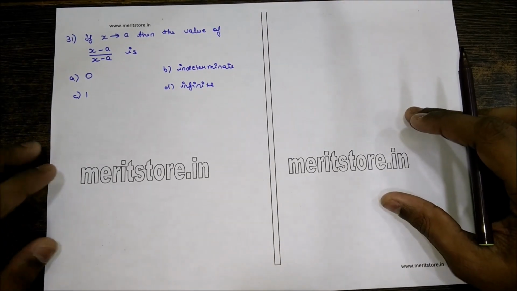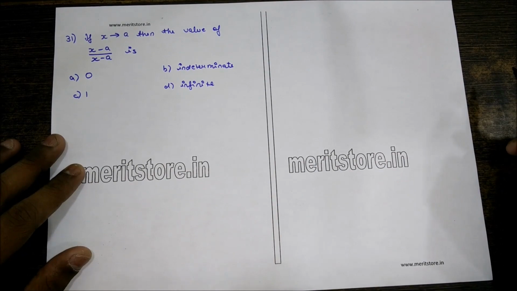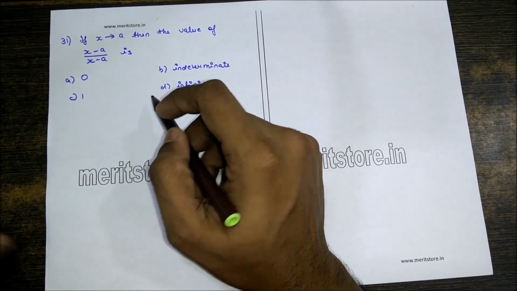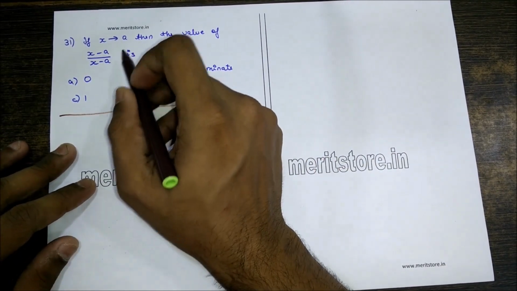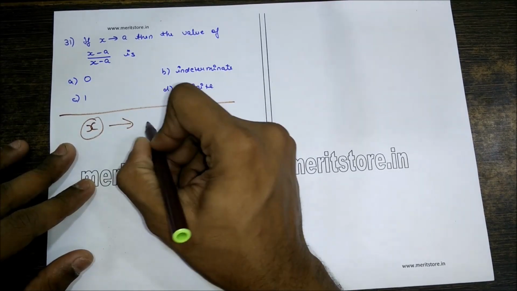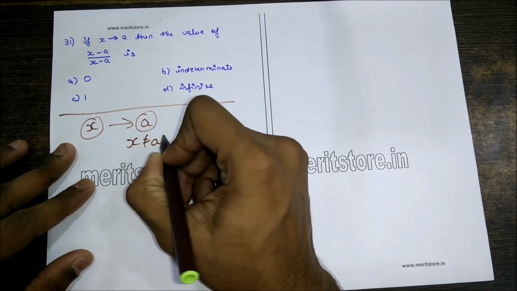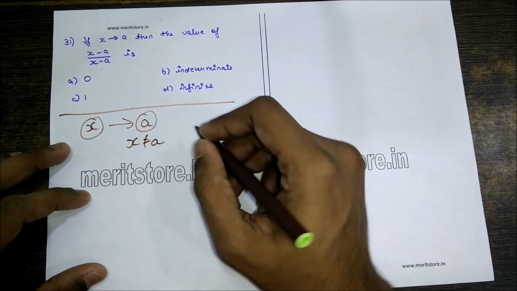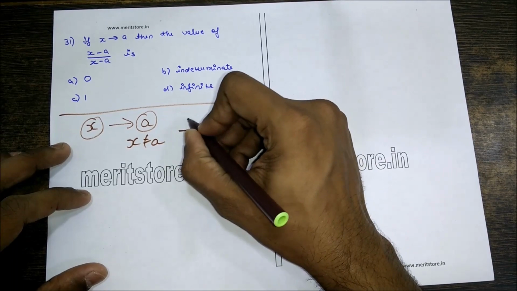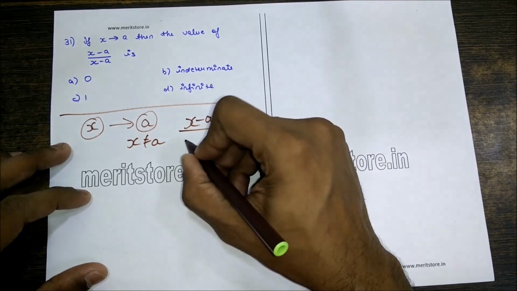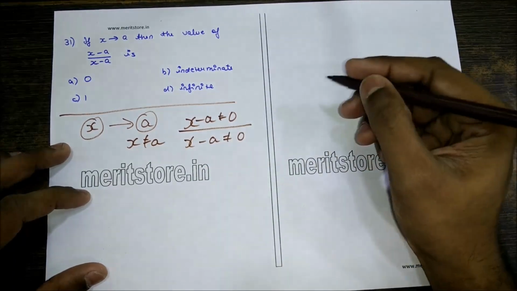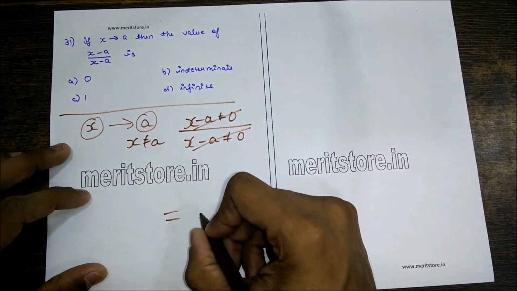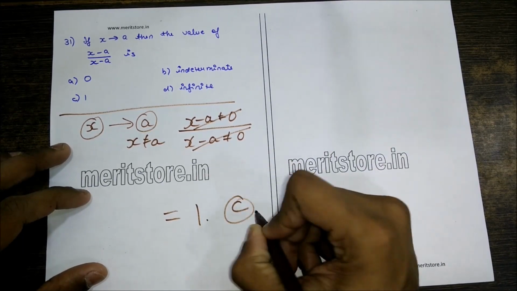If x tends to a, then the value of (x minus a) upon (x minus a) is: A) 0, B) indeterminate, C) 1 or D) infinite. Here, as mentioned, we know x tends to a. That means the value of x comes closer to the value of a but is never equal to a. Therefore, the value of x minus a upon x minus a would be a non-zero number, that is, where the value of x minus a is not equal to 0 upon x minus a is not equal to 0. So therefore the ratio of the numbers would be the same, which means on cancelling out each other it would equal 1. Therefore answer C.